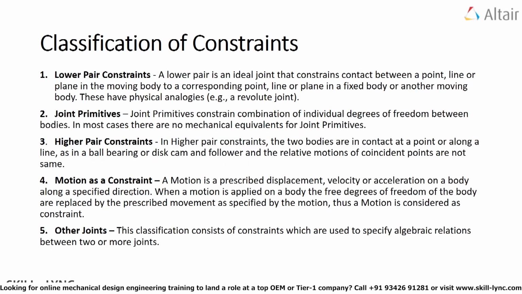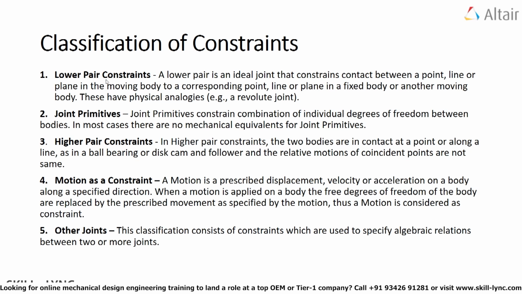Now let us understand how the constraints are classified in MotionView. Constraints are basically subdivided into 5 different categories as shown in this slide. They are the lower pair constraints, joint primitives, also called JPrims, the higher pair constraints, motion, and other joints. Now let us understand the definition of each of these constraints in detail.